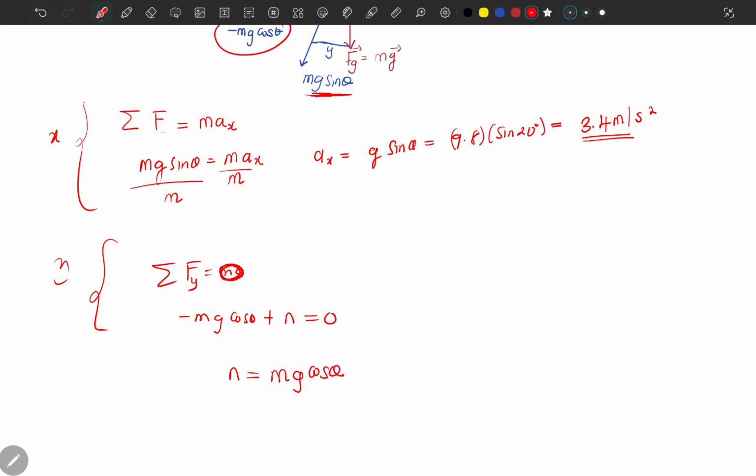Just in case they asked you to find the normal force, you would have to put the actual value of the mass. Force of gravity is known, theta is known. But for now, our question was asking us to find the acceleration, which you've done.